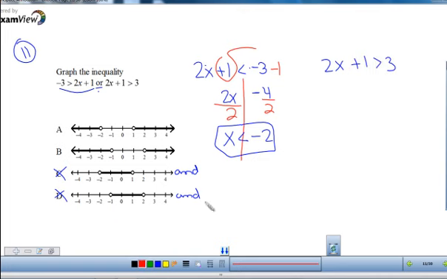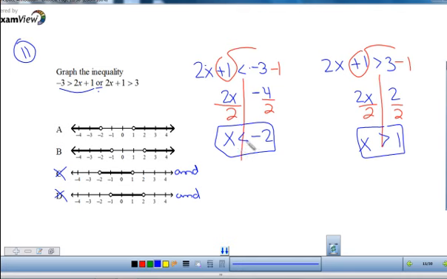Okay. Then I'm going to draw my line. Subtract 1. 3 minus 1 is 2. Bring down the 2x. Divide by 2. So x is 1. And then bring down the inequality. So what this means is I'm going to have an open circle on negative 2 and an open circle on 1. And it's an or, so they're going in opposite directions.